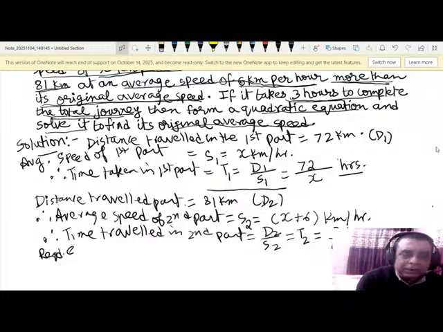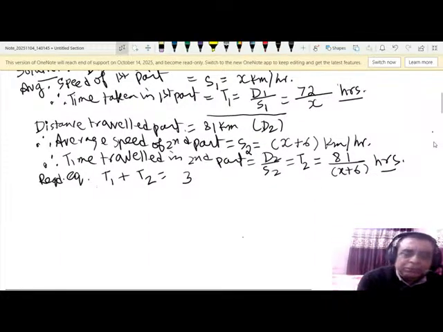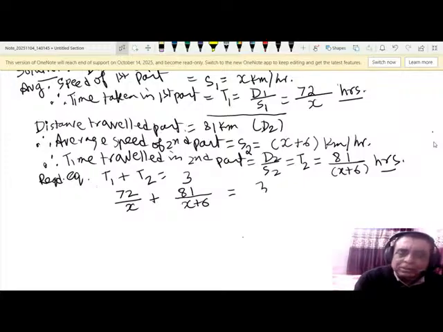So the required equation is time t1 plus time t2 is equal to 3. What is the time t1 in x? It is 72 upon x. And what is t2 in the form of x? It is 81 upon x plus 6. Its value is total 3.